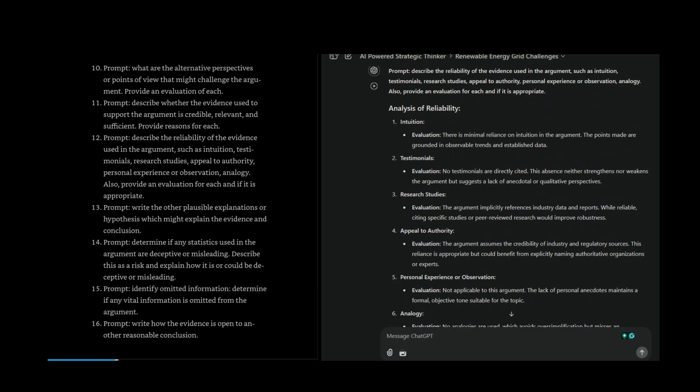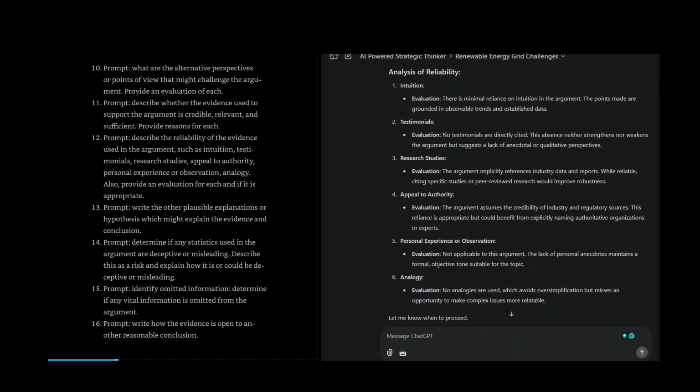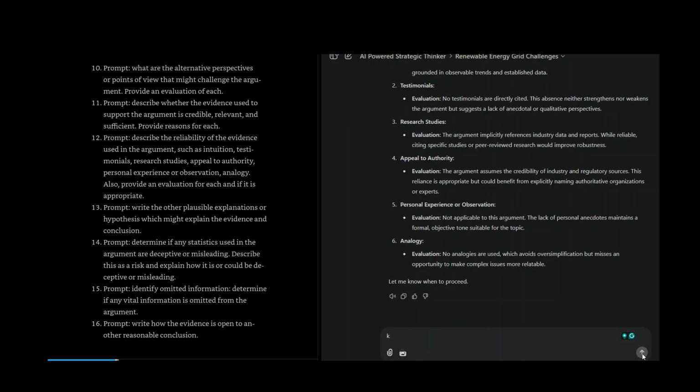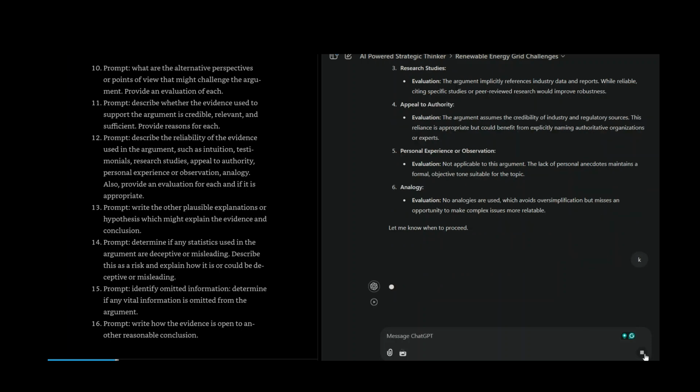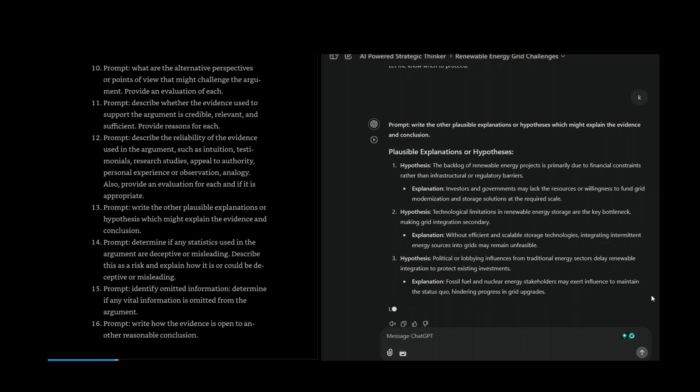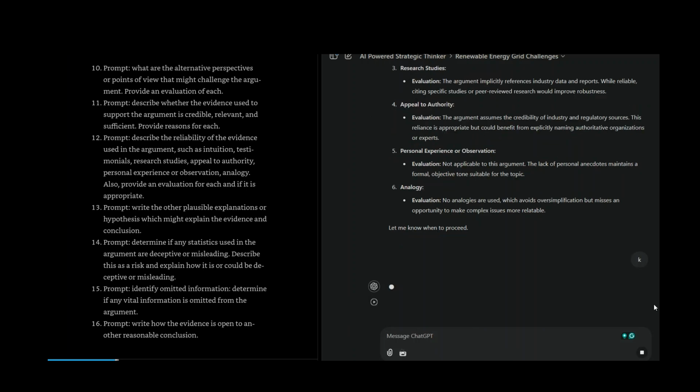9. Describe whether the evidence used to support the argument is credible, relevant, and sufficient. Provide reasons for each. 10. Describe the reliability of the evidence used in the argument, such as intuition, testimonials, research studies, appeal to authority, personal experience or observation, analogy. Also, provide an evaluation for each and if it is appropriate.